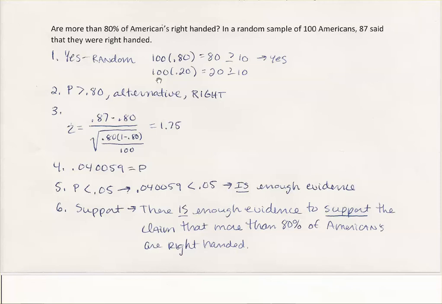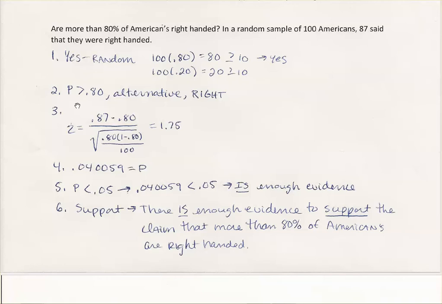For the next one, it's actually 1 minus the null value, but 1 minus 0.8 is 0.2, so I just went ahead and skipped that. But it is 100 times 0.2, and that is equal to 20, which is greater than or equal to 10. So we're good to go for number 1, or our first part. All of our assumptions are okay.